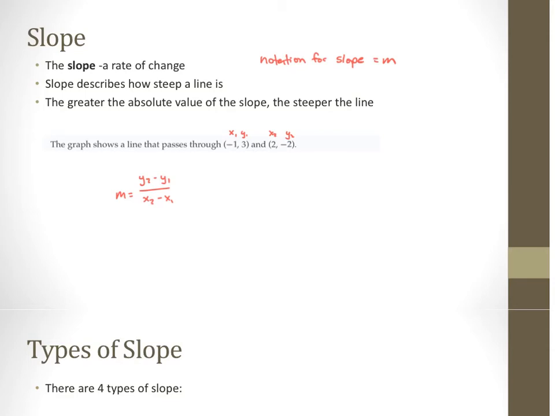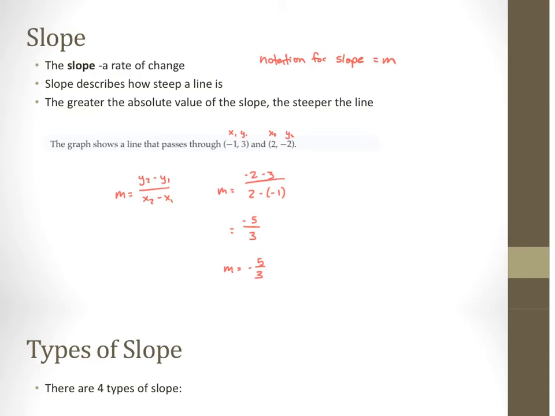Now that I have my equation and my labeled points, I can just plug them all in. So m is equal to negative 2 minus 3 over 2 minus a negative 1. Negative 2 minus 3, this gives you negative 5 on top, and then this down here becomes 3. Therefore, m is equal to negative 5/3. And this would be your answer.